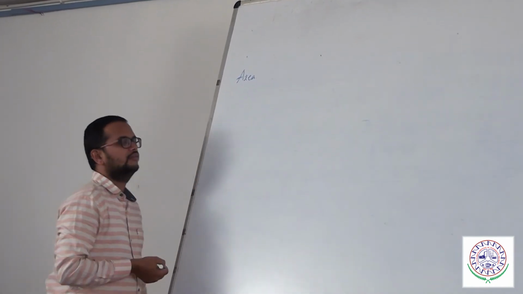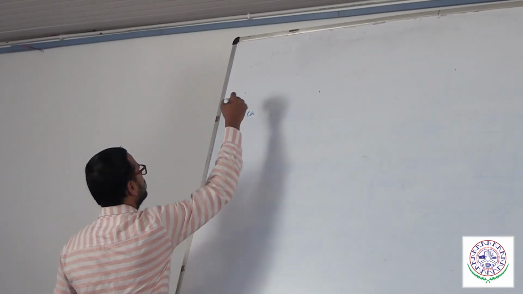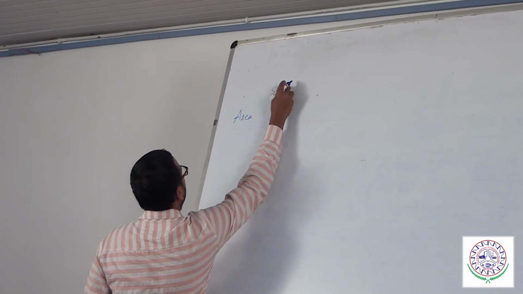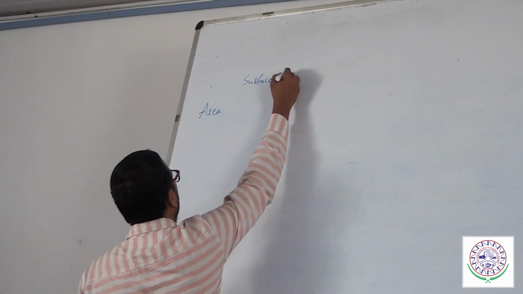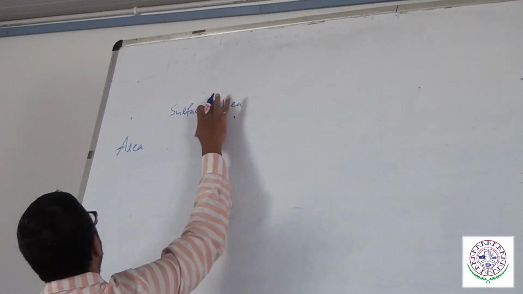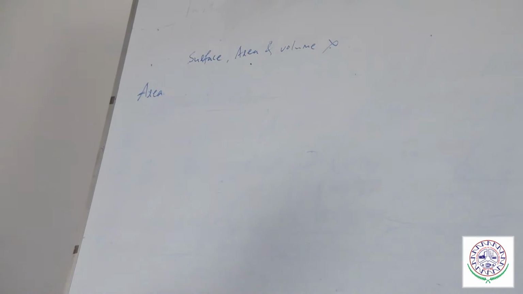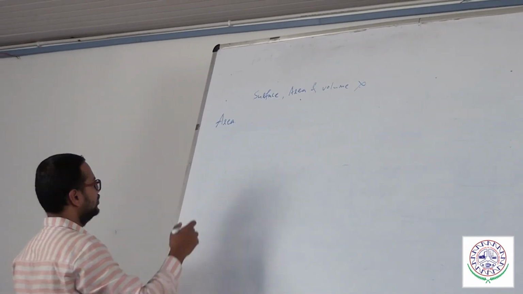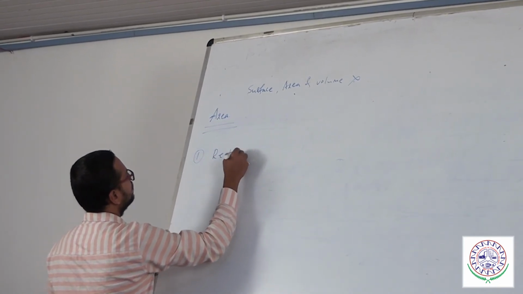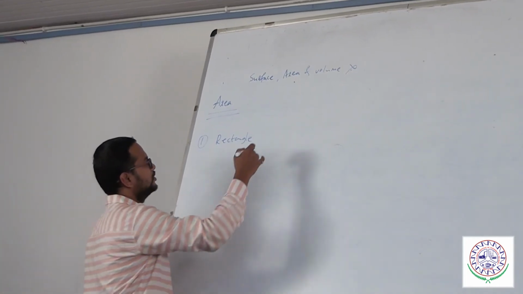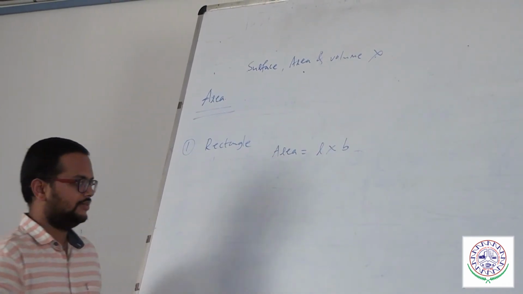Coming to the topic of area related, very important. That is part of mensuration. We don't have concepts related to surface area and volume, only general area related to objects. Suppose you take a rectangle, generally the area of a rectangle is length into breadth.